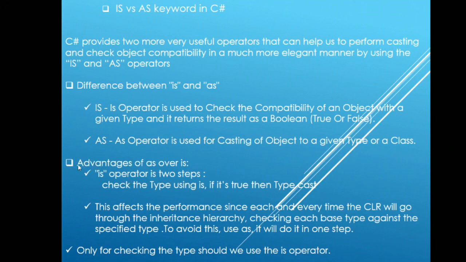So just to summarize, the advantage of as over is is that the is operator is a two-step process. In the case of the is operator, you need to check the type first, and if the type is compatible, only then can you typecast. Whereas in the case of the as operator, you can simply typecast. It's a one-step process.